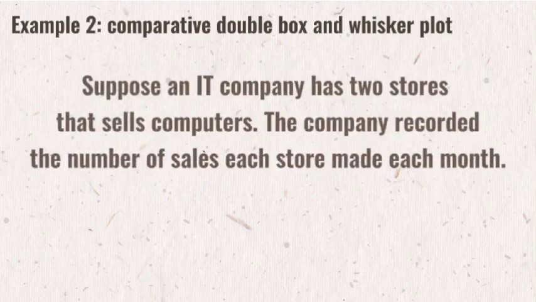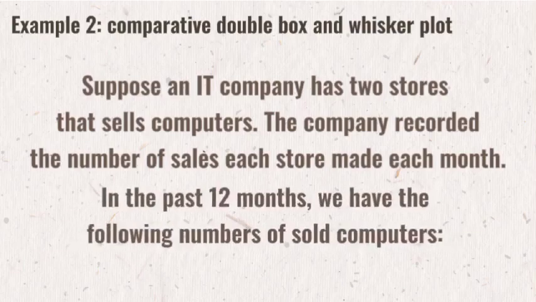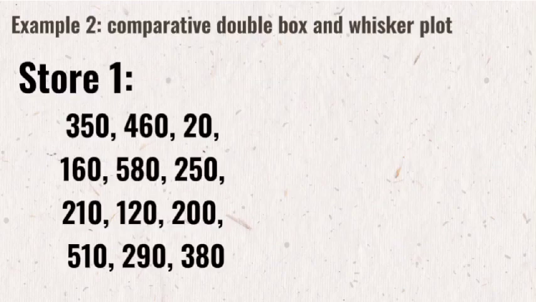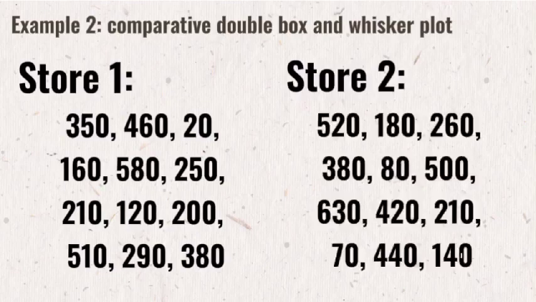Suppose an IT company has 2 stores that sell computers. The company recorded the number of sales each store made each month. In the past 12 months, we have the following numbers of sold computers. Store 1 has 350, 460, 20, 160, 580, 250, 210, 120, 200, 510, 219, and 380. Store 2 has 520, 180, 260, 380, 80, 500, 630, 420, 210, 70, 440, and 140.